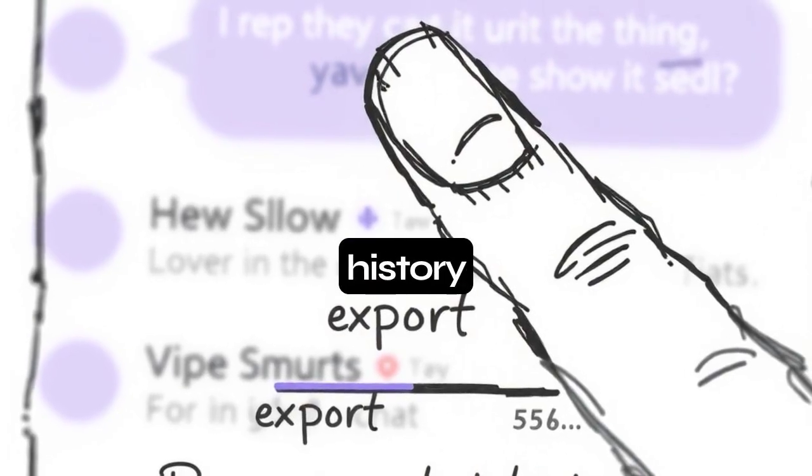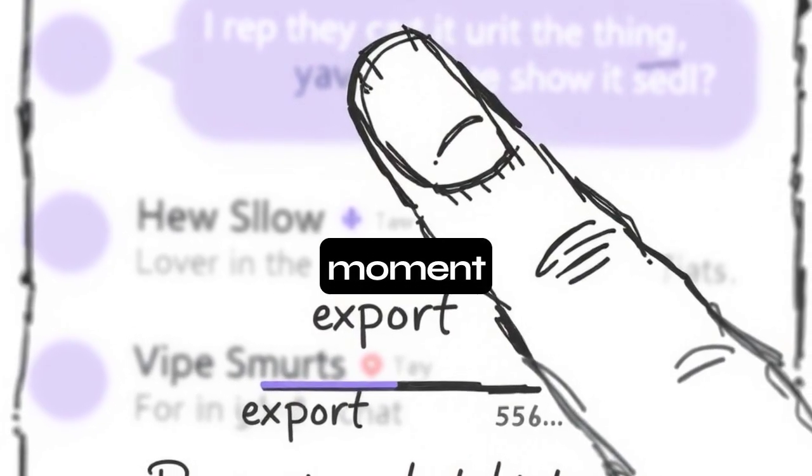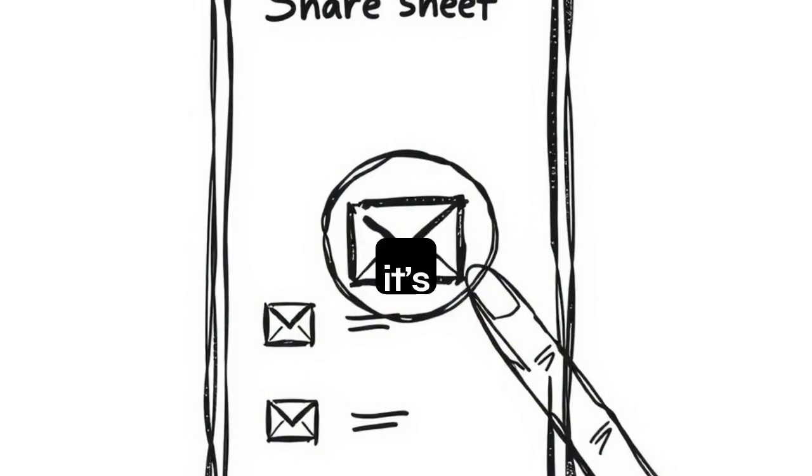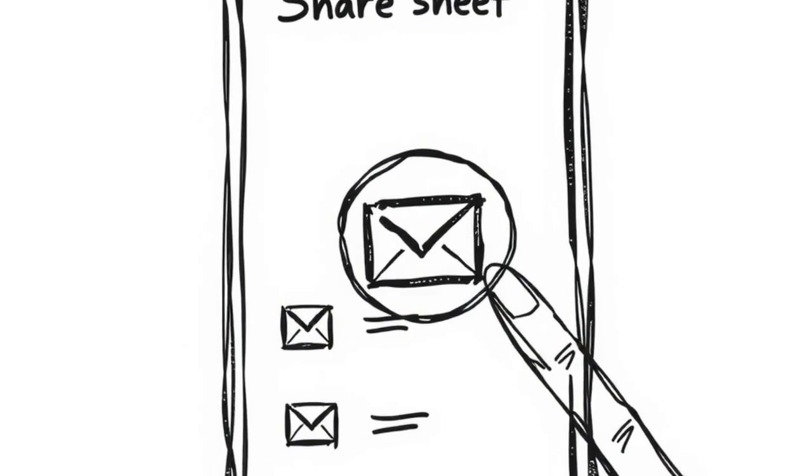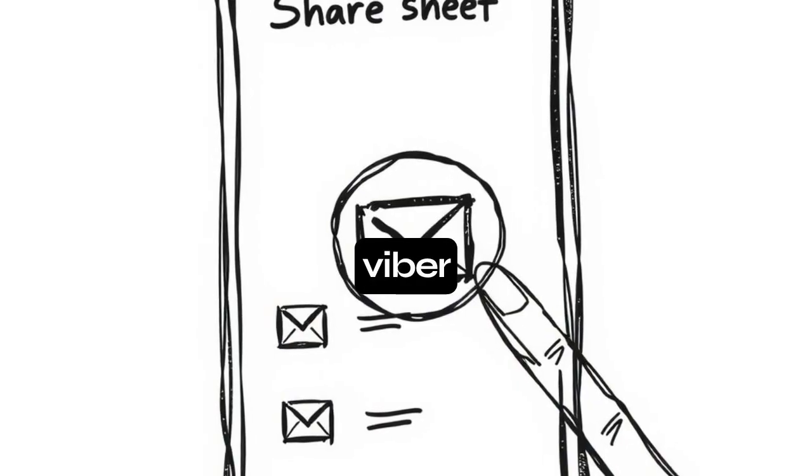Viber will prepare your chat history file in the background. This may take a moment if you have many messages. When it's ready, a share screen appears. Choose your email app so Viber can send your chat history as a file attachment.